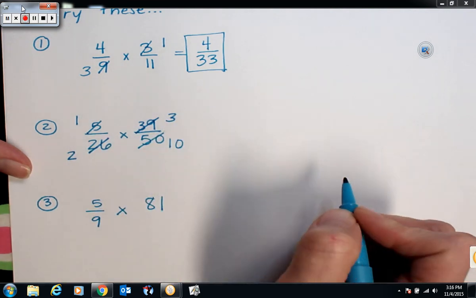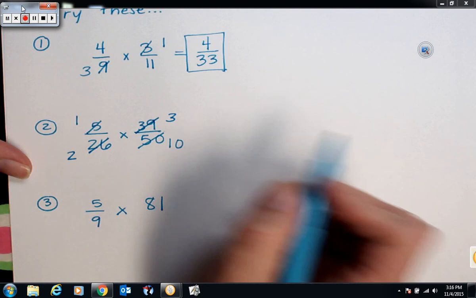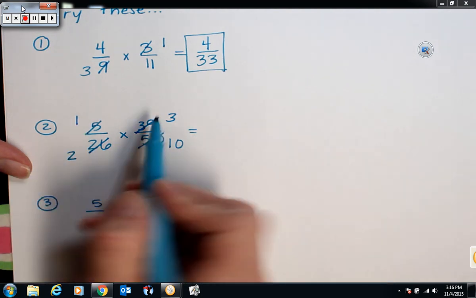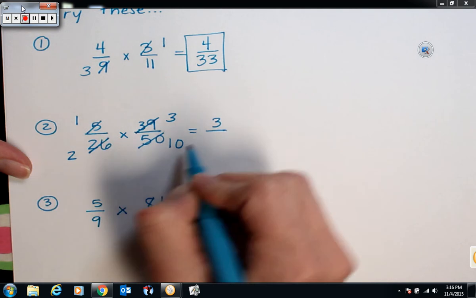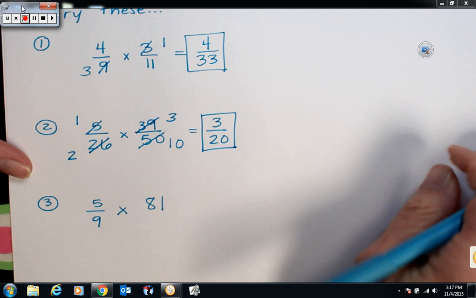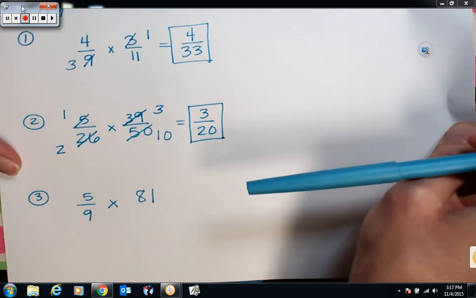For this one, I was able to simplify a lot to make smaller numbers to work with. Makes things a little bit easier. So 1 times 3 is 3, and 2 times 10 is 20. So 3/20 is my answer.